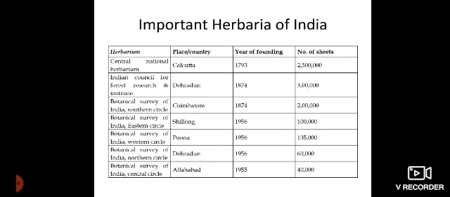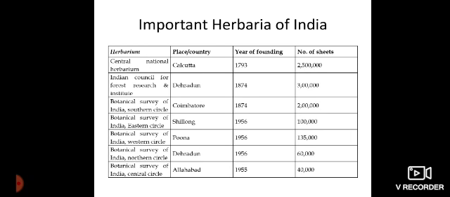So these are the important herbaria of India. The Central National Herbarium in Calcutta, founded in 1793, consists of 25 lakh sheets. The Forest Research Institute in Dehradun consists of 3 lakh sheets. The Botanical Survey of India, Coimbatore, has 2 lakh herbarium sheets. In Shillong, the Botanical Survey of India has 1 lakh.